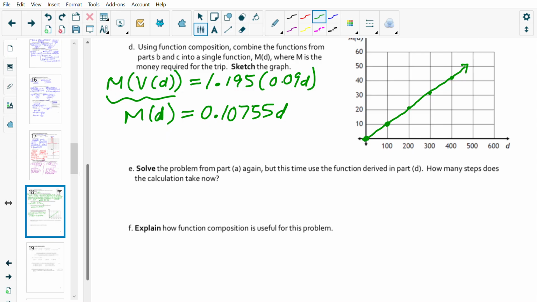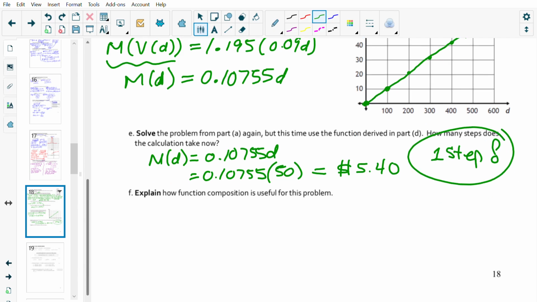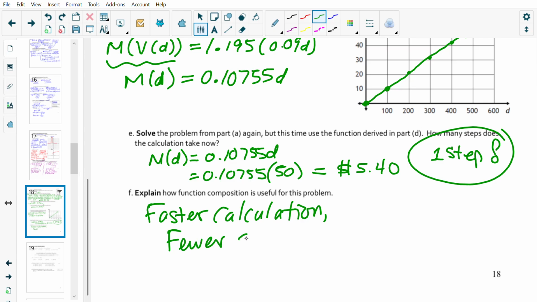Letter E, solve the problem from part A again, but this time use the function derived in part D. So with the composed function m of d, 0.10755 d, I'm going to substitute in a distance driven of 50 kilometers, and indeed I get $5.40. How many steps? 1 step. Explain how function composition is useful for the problem. Faster calculation, fewer steps, so it's less messy, right?